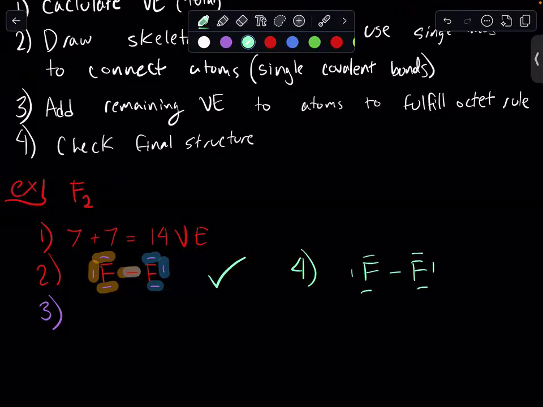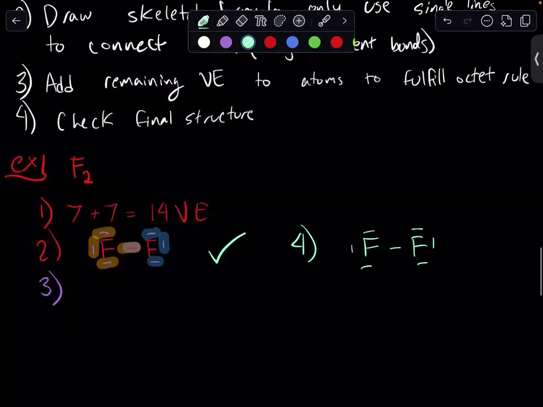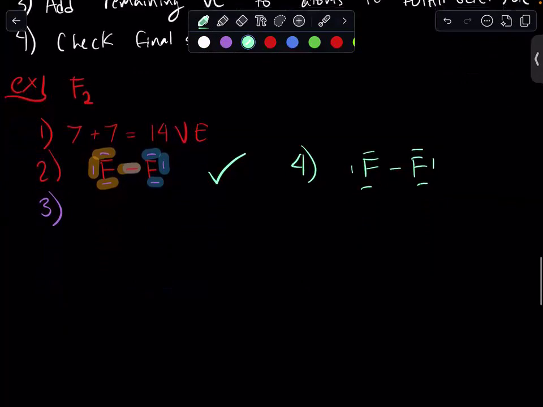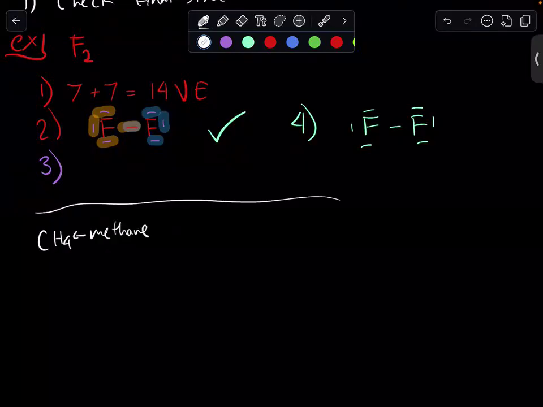Remember, you can use dots or dashes, whatever you prefer. I like lines. Like I said, I'm lazy. So that is a completed binary molecule. You now know how to draw those diagrams. But what if we have more than 2 atoms? A lot of you know things that have more than 2 atoms. So for example, methane, CH4 is methane. This is 5 atoms. So how do we draw this?